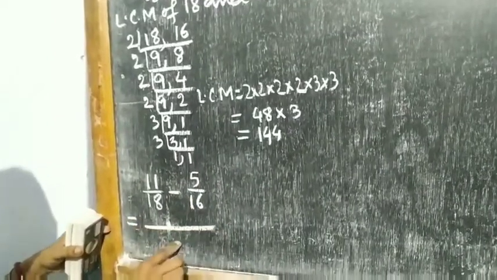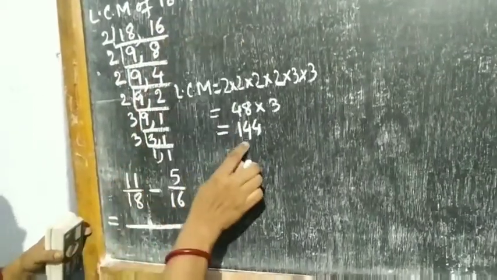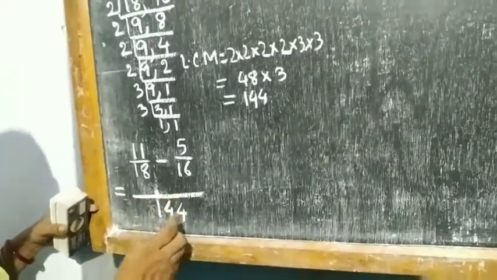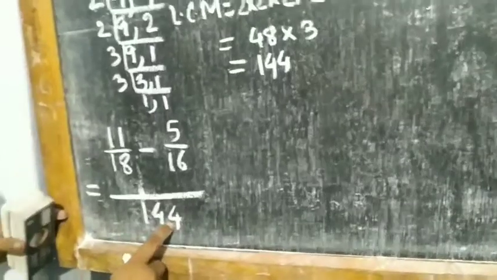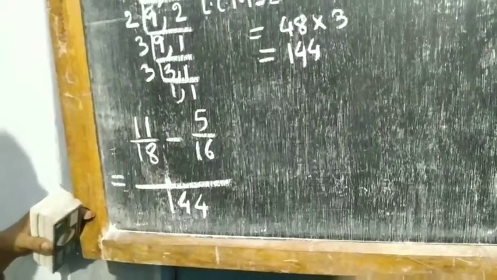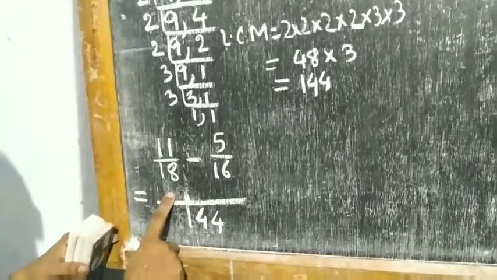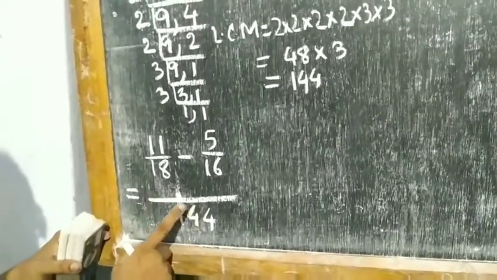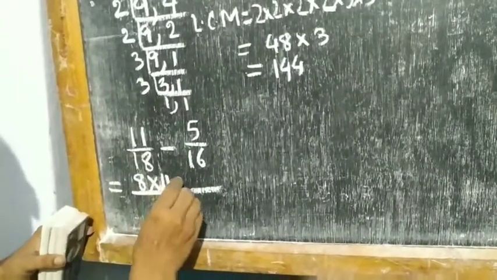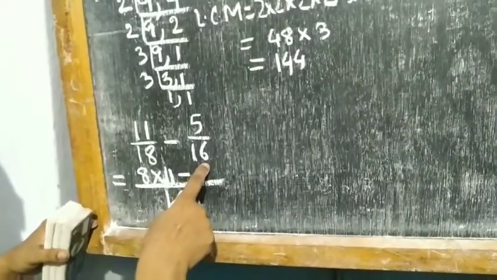So first in the denominator you have to write the LCM of 18 and 16. So what is the LCM of 18 and 16? 144. So write here 144 in the denominator. Now 144 divided by 18. So 144 divided by 18 is 8. So 8 into, write the numerator 11, minus 144 divided by 16.